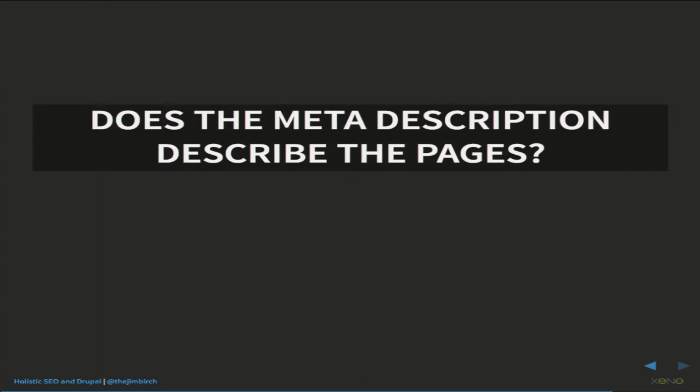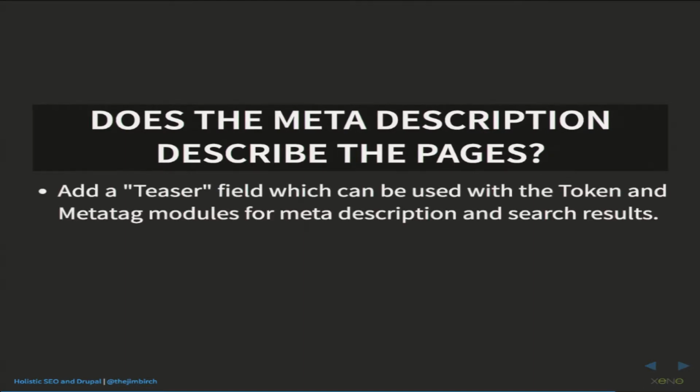We have a tendency in Drupal to just use the teaser of the body field, the summary of the body field, to be the meta description. This usually does not describe the page. I like to give my content creators a teaser field. This is another field just on the top of the node creation that I use with token to place it in the meta tags. This is a way that we're defining what this field is.